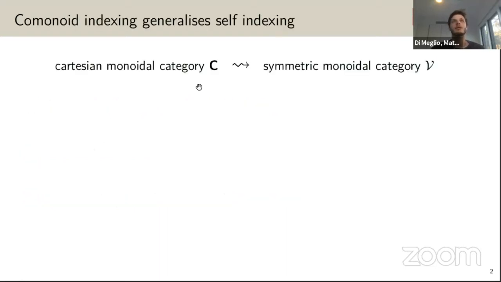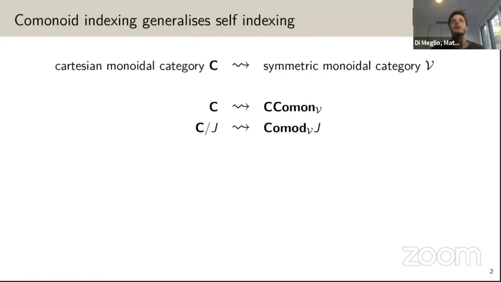We want to generalize from the setting of a nice Cartesian monoidal category to a nice symmetric monoidal category. First, I'm going to generalize the indexing category. In the Cartesian setting, our category is indexed by itself. In the symmetric monoidal setting, the appropriate indexing category is this category of co-commutative comonoids in V. I think the main point here is that if V is Cartesian monoidal, then this category of co-commutative comonoids in V is just isomorphic to V. And in that way, this category does generalize the corresponding situation in the Cartesian setting.